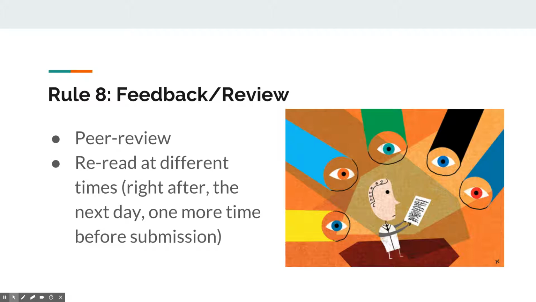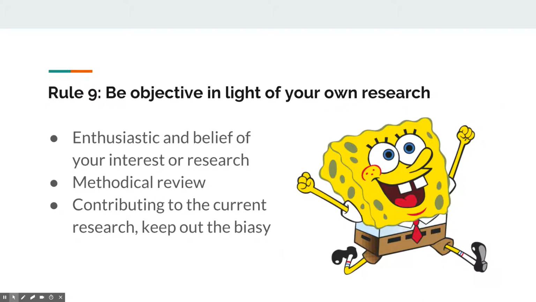You're welcome to get your peers to review it, or someone else that's an undergraduate in engineering. They're going to be able to see things that maybe you won't because you've been working on it so much. Rule 9, be objective in light of your own research. You may have an opinion or be more biased or emphasize other areas because you like them better. So you just want to make sure that you are being objective and also providing a general interest of your research in there.